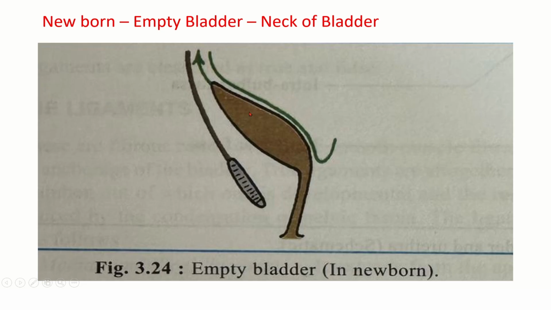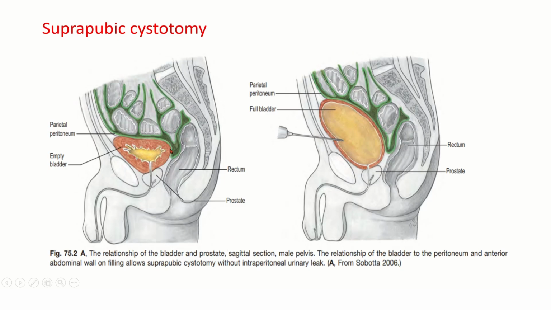So you can see in the newborn, the neck of the bladder is at the level of upper border of the pubic symphysis. You can see this is the empty bladder in adult. You can see this is the distended bladder. You can see this is the procedure suprapubic cystotomy, which is being performed in the distended bladder.